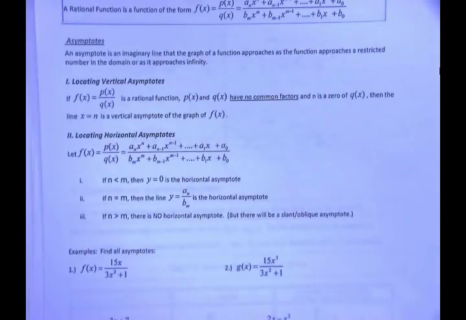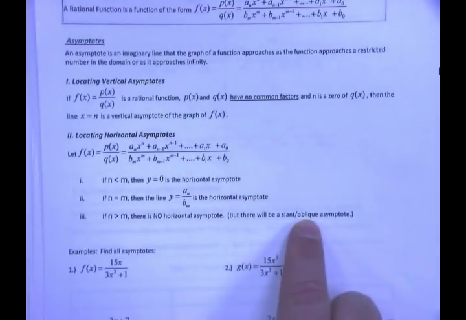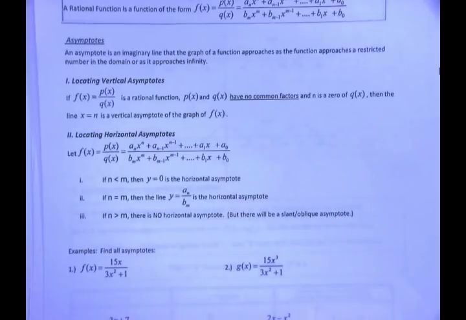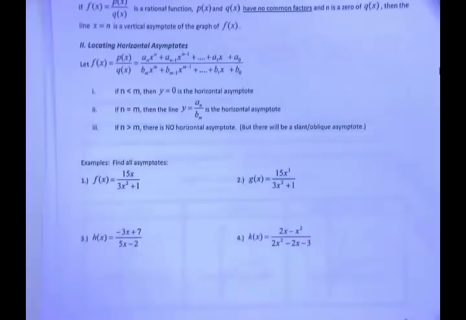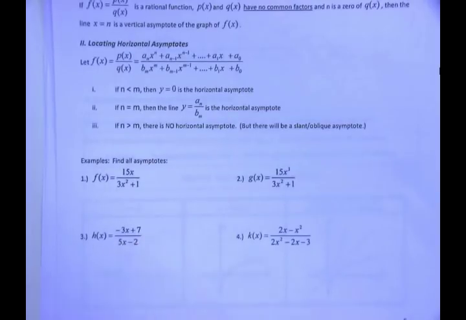And if the degree of the top is bigger than the degree of the bottom, you don't have a horizontal asymptote. You will have something called a slant, or some books call it an oblique, asymptote. Okay? So, let's take a look. We won't do all of these, but we'll do some of them. Let's take a look at number 3.